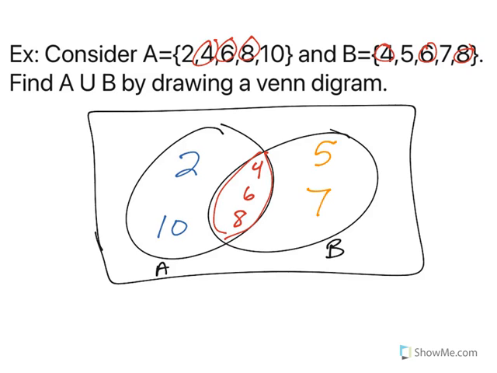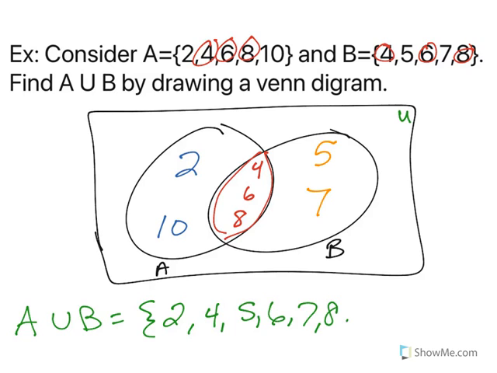5 and 7. So once I have my Venn diagram done, right, here's my U, now I can say, okay, so A or B is just everything in my Venn diagram. So if I want to put them in order from least to greatest, 2, 4, 5, 6, 7, 8, 10. I just make sure that I have all 7 numbers. And that is playing with union sets and Venn diagrams.